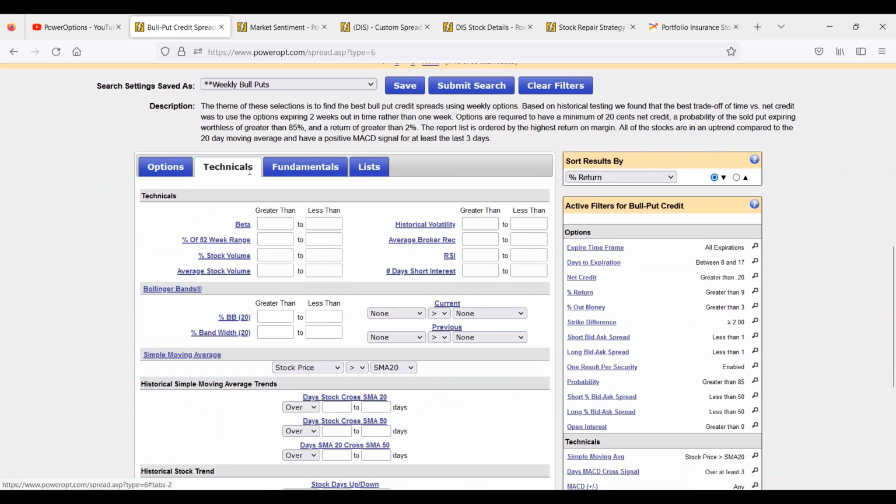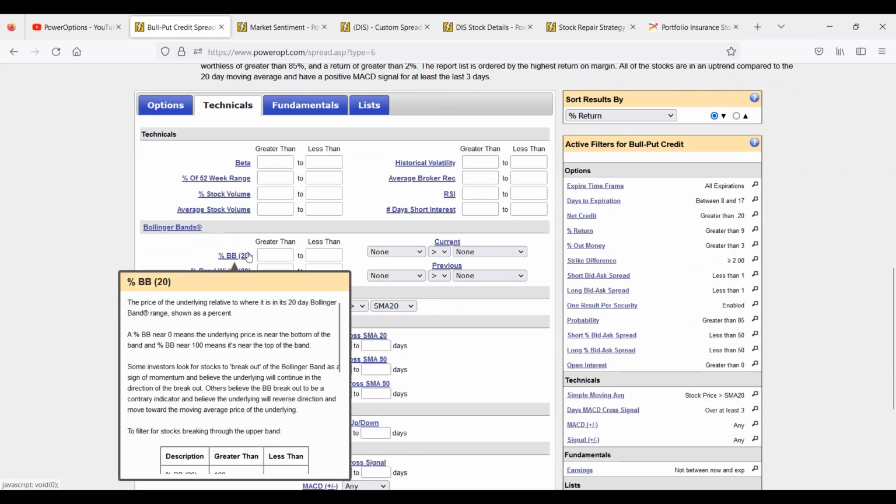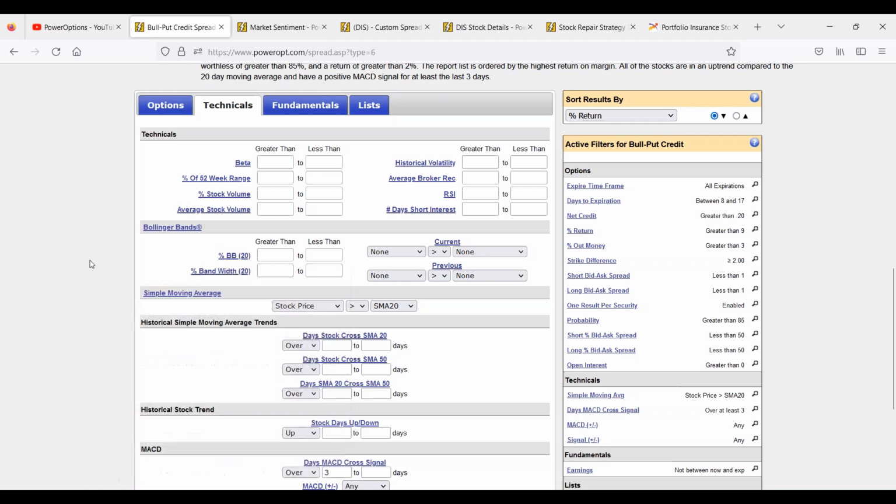And what are the technical indicators that you use? Where you can use the Bollinger Bands, the percent BB20. Where is the stock in relation to the upper and lower band? A percent BB20 of 100 means the current stock price is near the upper Bollinger Band. At 105, it would be 5% above the upper Bollinger Band, potentially indicating a breakout to the upside. A percent BB of 0 would be riding the lower Bollinger Band in those cases. And at -5, that means you'd be 5% below the lower band.